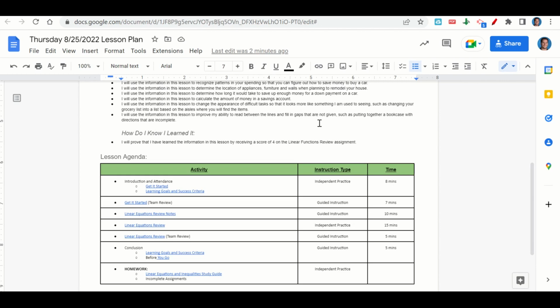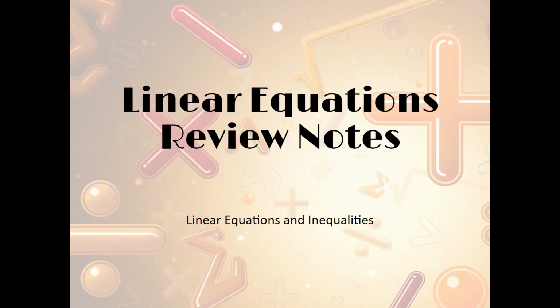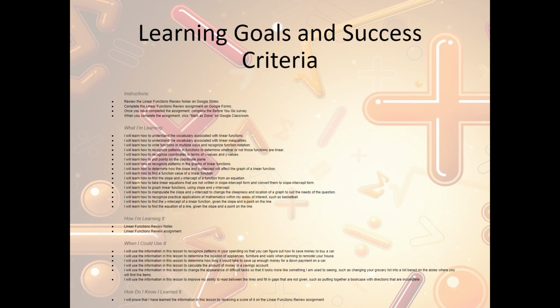Once you've completed the assignment, we'll go over it together and answer any questions that you may have. At the end of class, we'll go back over our learning goals and success criteria while you fill out your Before You Go. Your only homework for tonight is to continue working on the linear equations and inequalities study guide and any incomplete assignments that you may have. Let's take a look now at the linear equations review notes. We begin with the learning goals and success criteria.